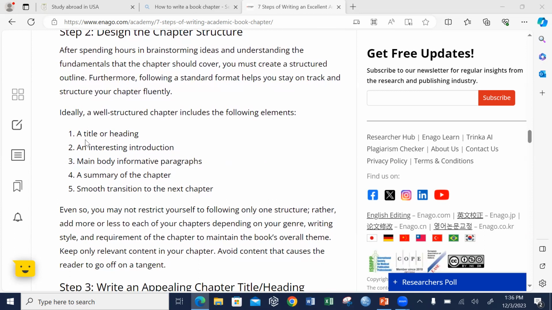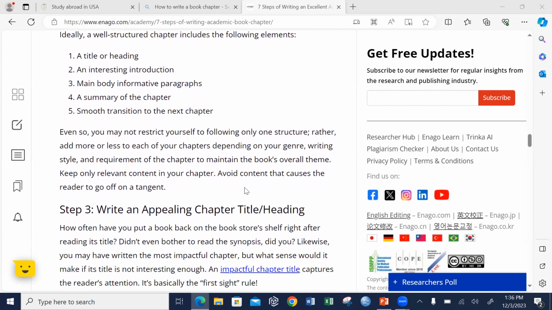First of all, you need to have a title or a heading. Then you give an introduction, then the main body informative paragraphs, so you use themes. But in discussing every theme, you need to use informative paragraphs to do that. Then a summary of the chapter. Then you have a smooth transition to the next chapter. So basically, that is what the whole chapter writing is about.